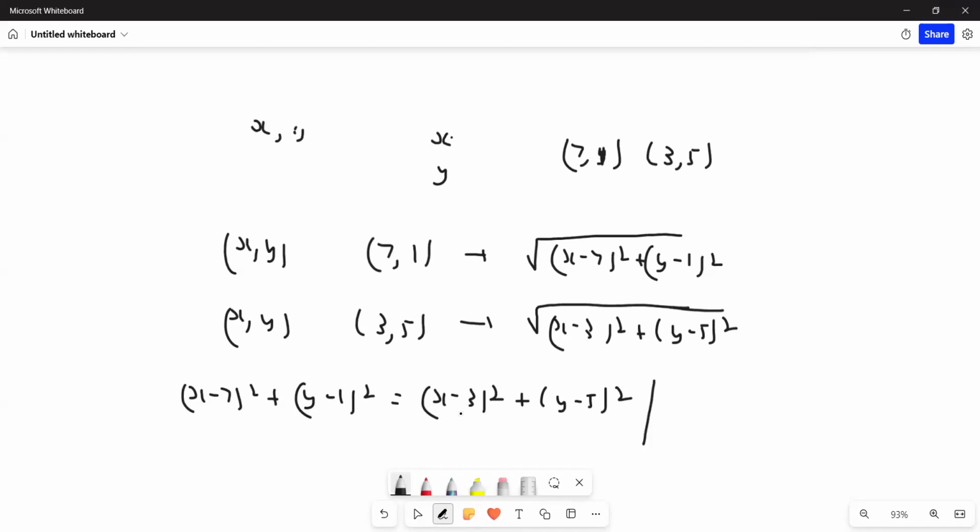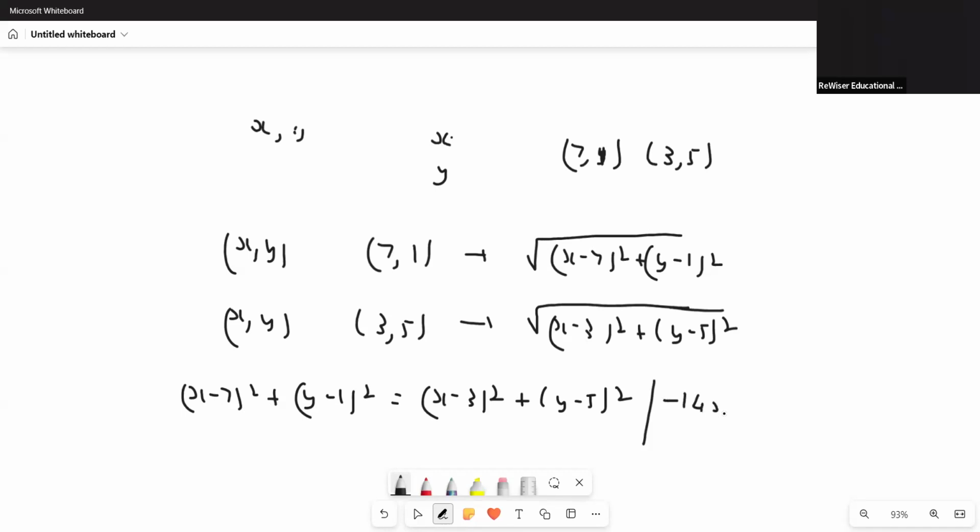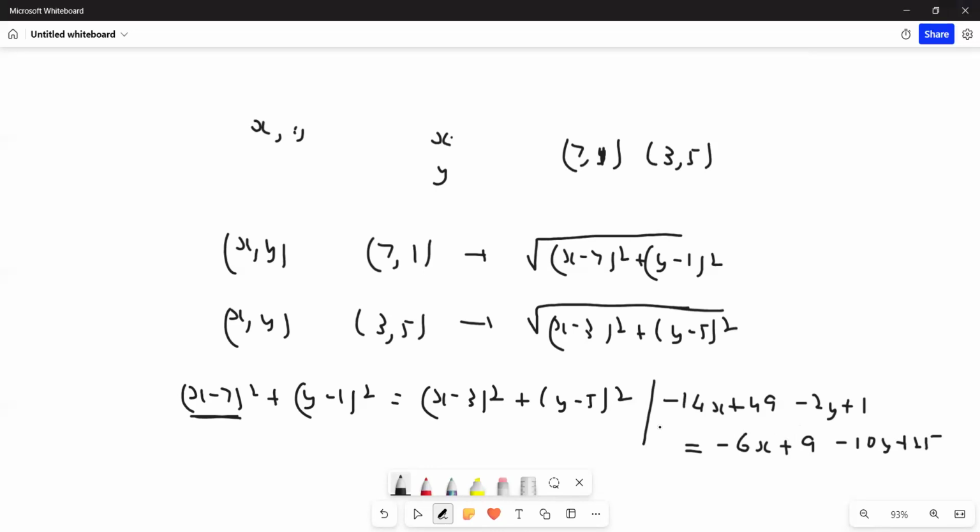All x squares and y squares will get cancelled. In the first part I'll be left with minus 14x plus 49. From here, I'll be left with minus 2y plus 1. Here, I'll be left with minus 6x plus 9. And here, minus 10y plus 25. Any doubts in this line? No, sir.